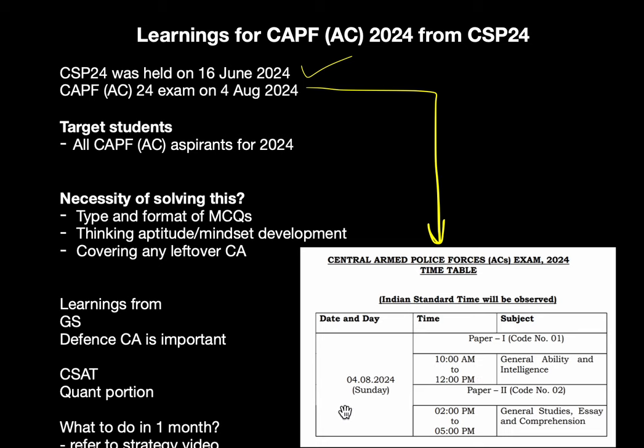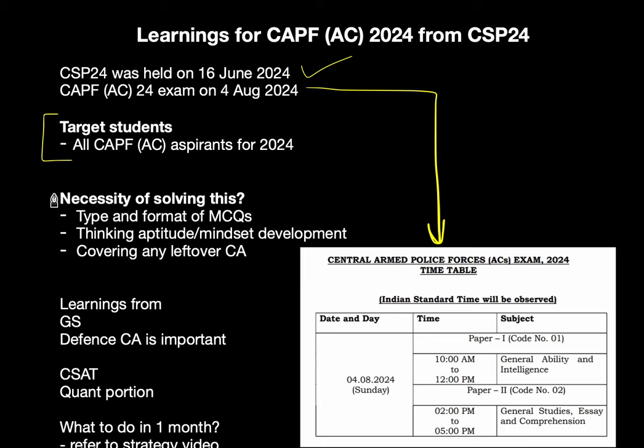10 to 12, 2 to 5 on 4/8. So yeah, this is directly from the UPSC notification. This video is for all the students preparing for 2024 and also in the future, so that those who are giving future attempts can also spend their time here, no issues.